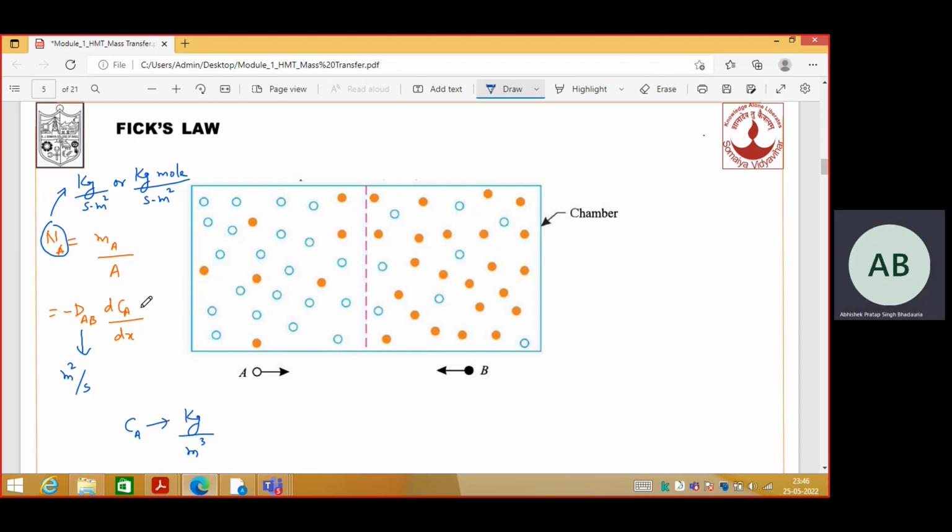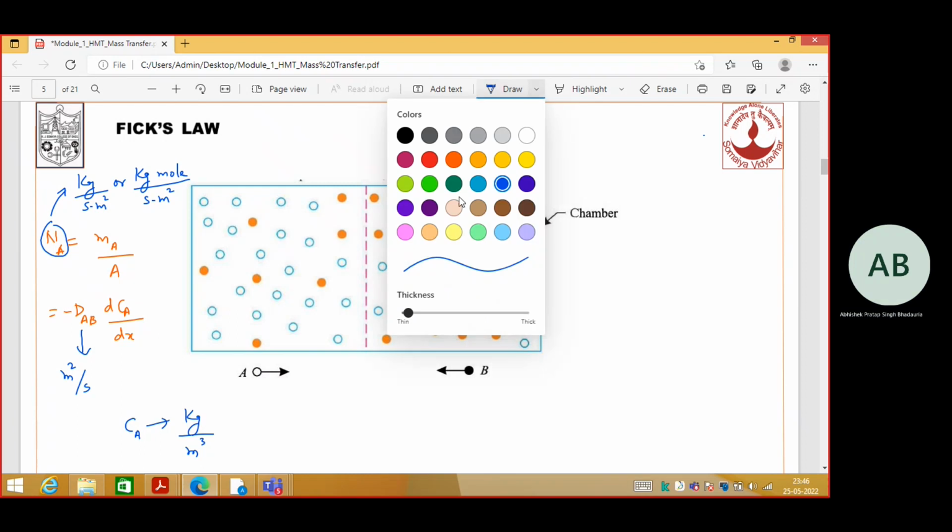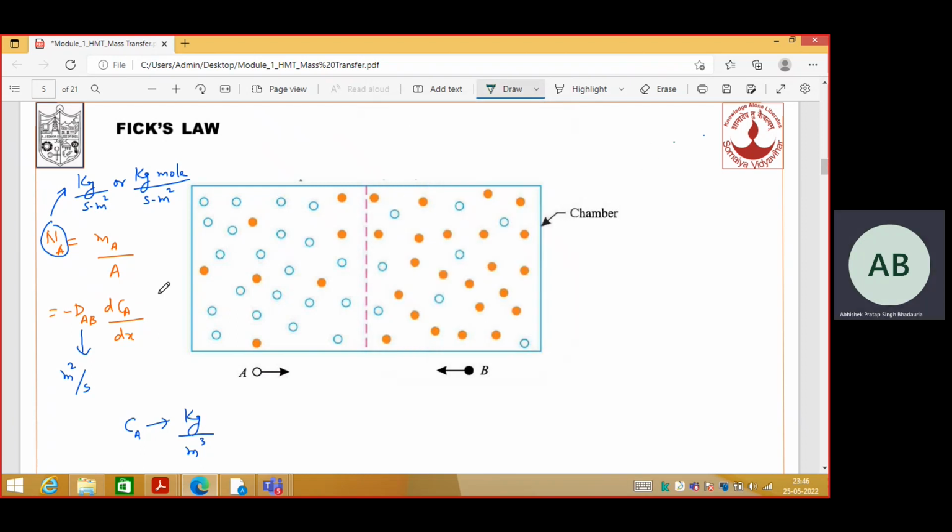Okay, and what about this term dCA by dx? This term is the concentration gradient for species A. So this will act as a driving potential. And the unit is kg per meter cube.